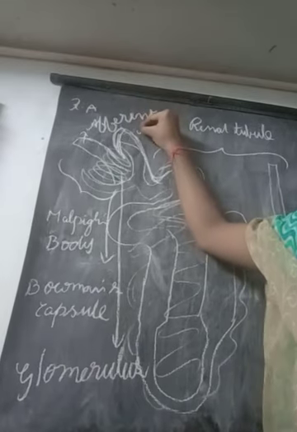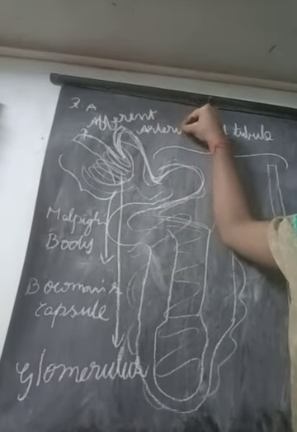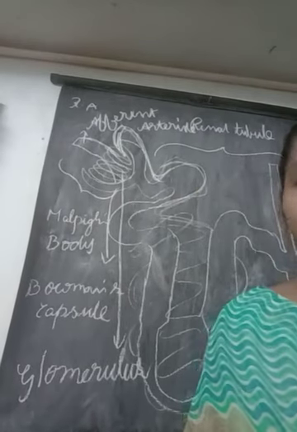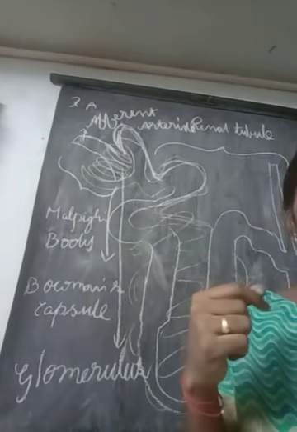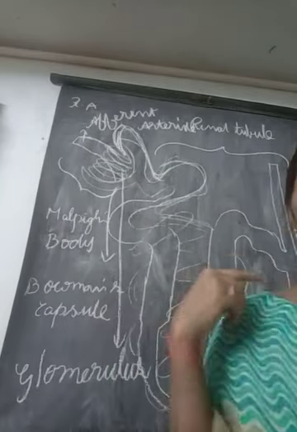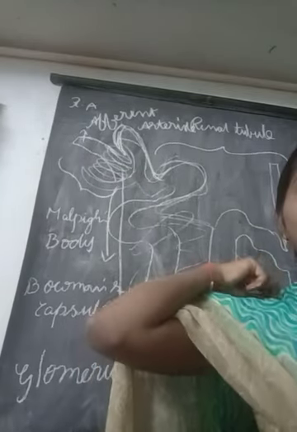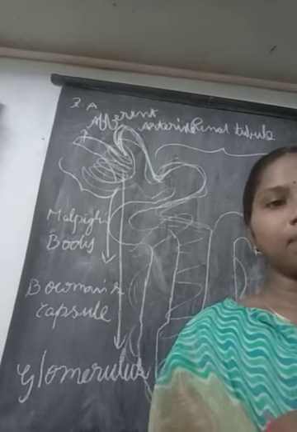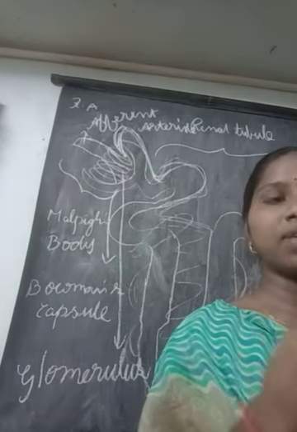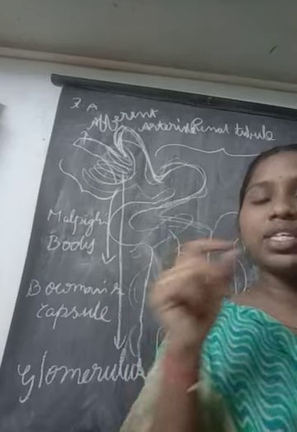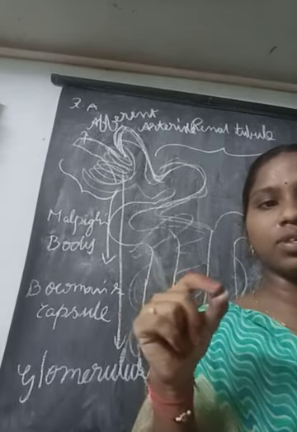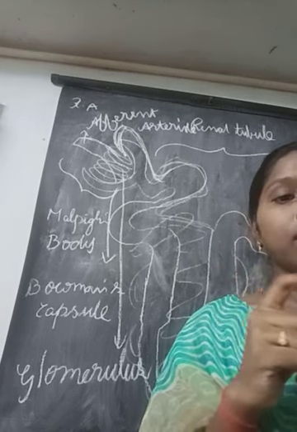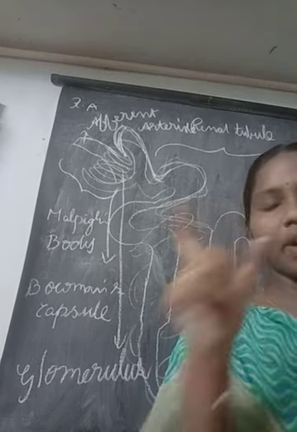Efferent arteriole. In the name itself we have the meaning. Efferent means coming forward. Arteriole is nothing but a branch of an artery. Artery is the main blood vessel. The artery divides into small sub-branches, and that sub-branch is nothing but an arteriole. Did you understand this point or not?